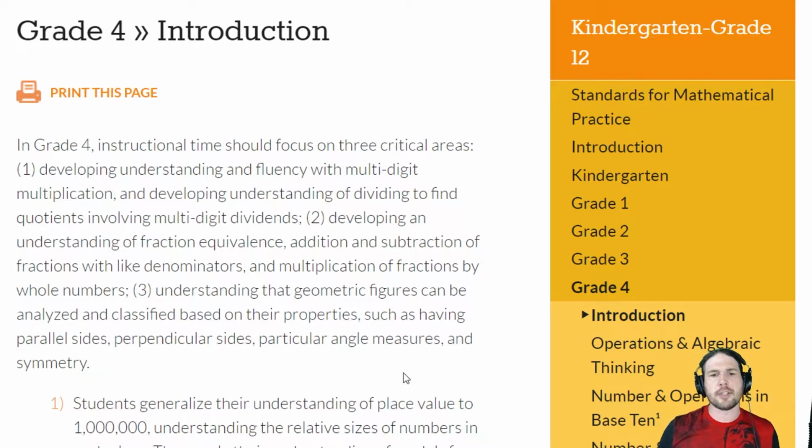In grade 4, instructional time should focus on 3 critical areas. 1, developing understanding and fluency with multi-digit multiplication and developing understanding of dividing to find quotients involving multi-digit dividends. There was a lot of vocabulary there. Quotient, as you may recall, is the answer to a division problem. Dividend is the thing that you're dividing. So we're going to be focusing on dividing multi-digit numbers into smaller numbers, essentially.